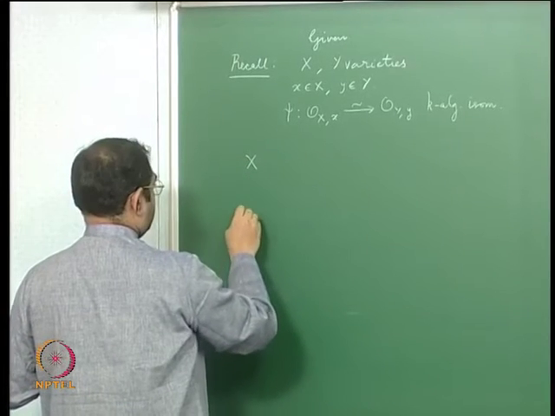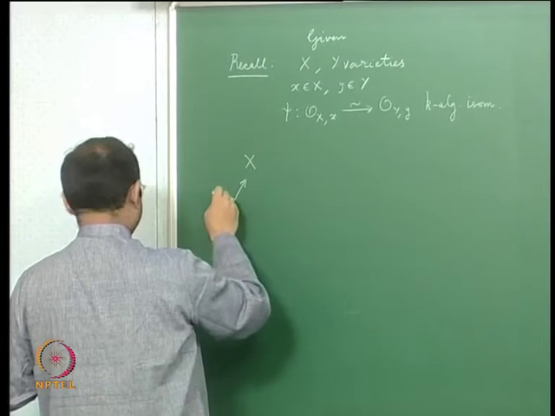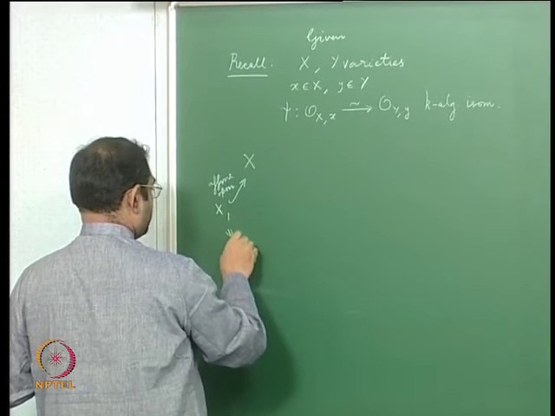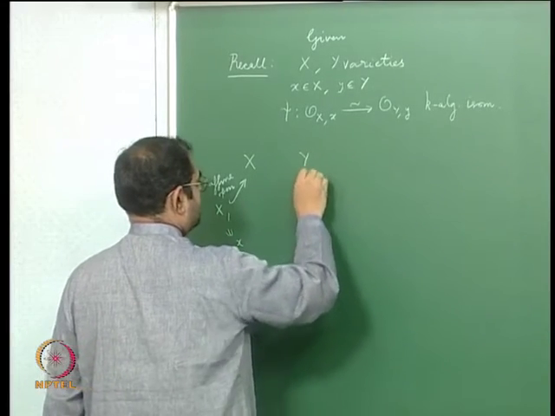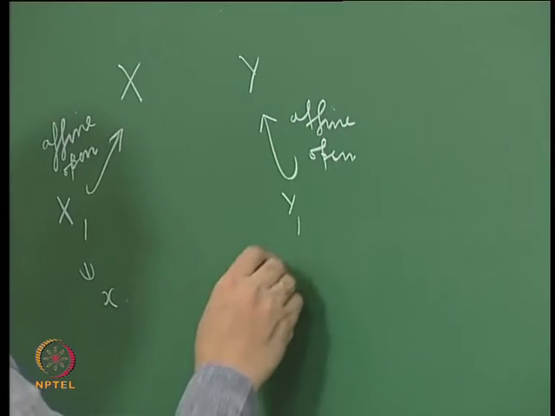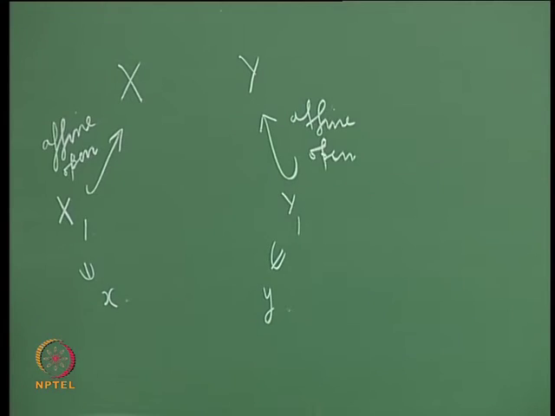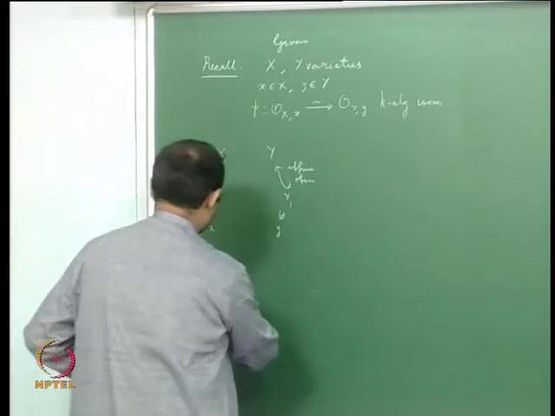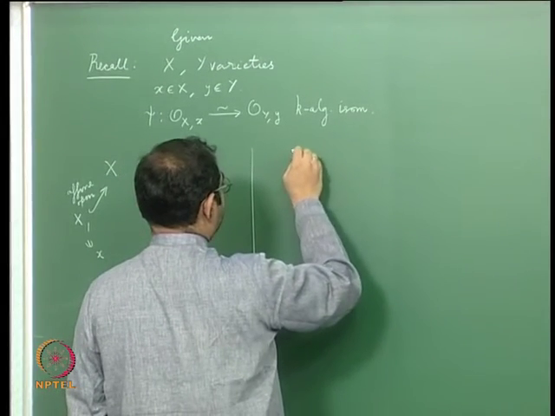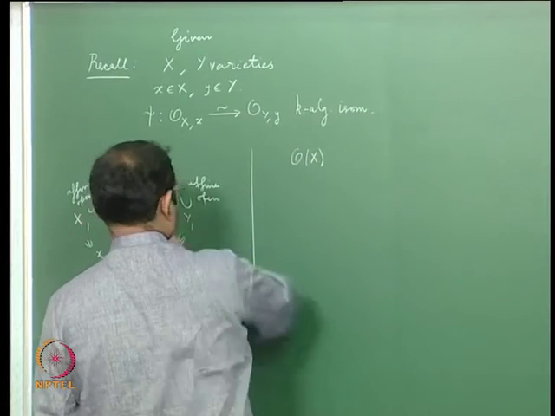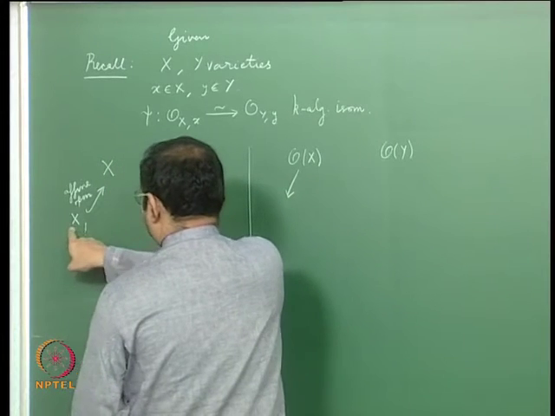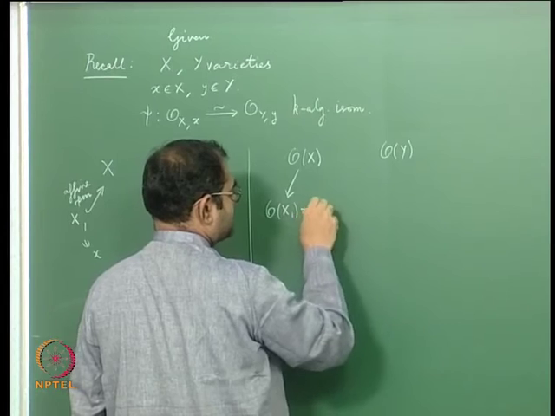We had X here, we had X1 inside X which is an affine open, and we had small x belonging here, then we had capital Y and this capital Y1 which is an affine open subvariety which contains the point small y. This is the geometric part. If you look at it commutative algebraically, you get O_X that corresponds to the regular functions on X, you have O_Y here, and then you have the restriction of regular functions on X to regular functions on X1, so you have O_X1, but that is the same as A(X1).